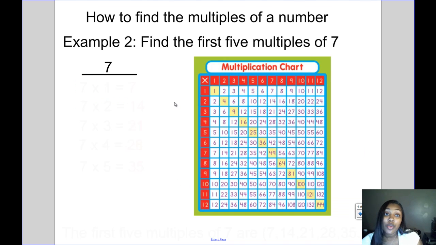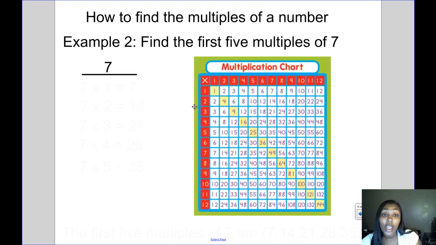So the next word we learned was multiples, and we want to look at how you find the multiples of a number. And like I said, when you think about the multiples, you really want to think about the multiplication chart, because all of the numbers inside of the multiplication chart are multiples. So if we look at 1, the multiples of 1 are these numbers going straight across inside the chart. The multiples of 2 are these numbers going straight across inside of the chart.